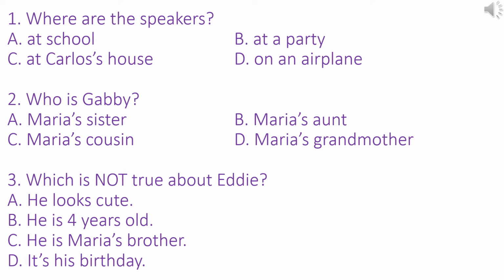Number 1, where are the speakers? The answer is letter B, at a party. Number 2, who is Gabi? The answer is letter C, Maria's cousin. And number 3, which is not true about Eddie? The answer is letter D, it's his birthday.